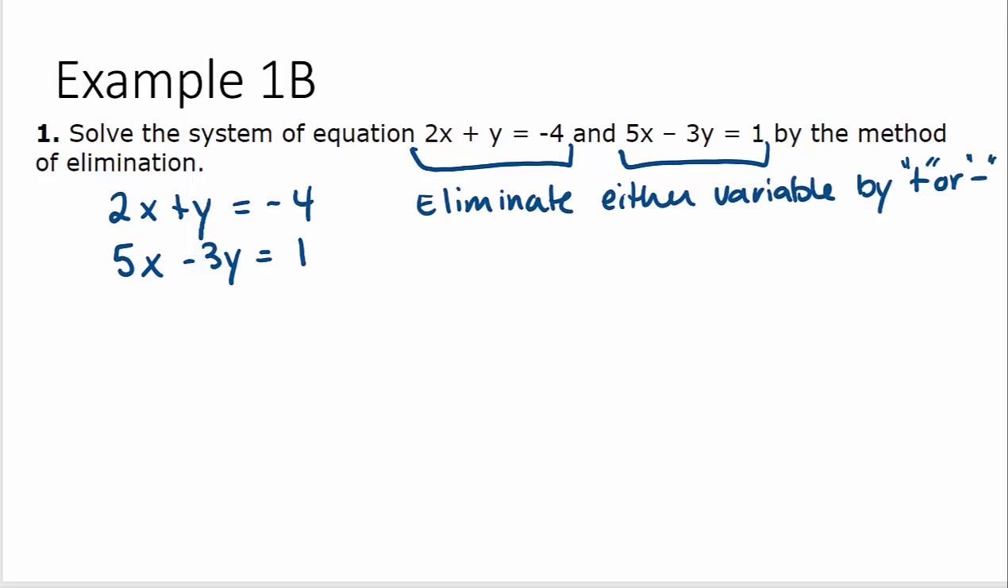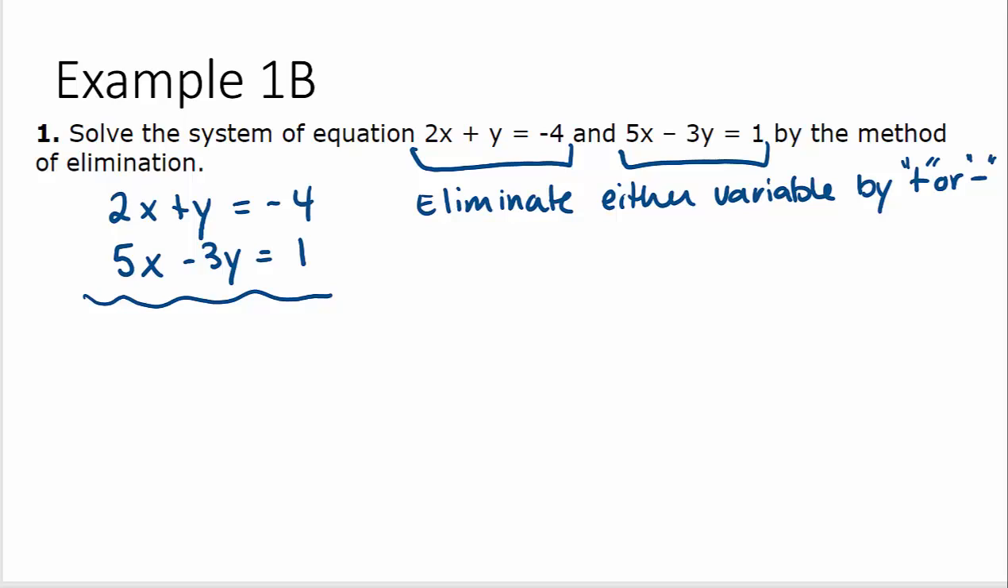So we look at the system and we identify what would happen if we add or subtract the equations right now. If I was to add these together, I would collect like terms. So my 5x plus 2x would become 7x. My negative 3y plus 1y would become negative 2y. So I'm not going to add them because it's not eliminating one of the variables. If I subtract them, the same thing happens. 2x minus 5x, I'm still going to have some x's. y minus negative 3y, I'm still going to have y's.